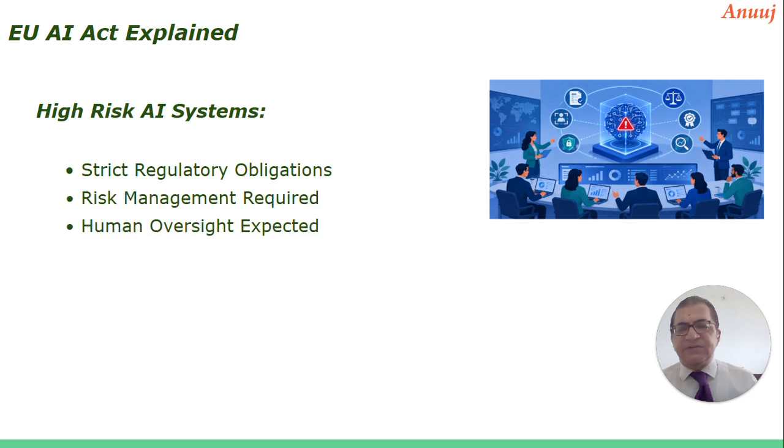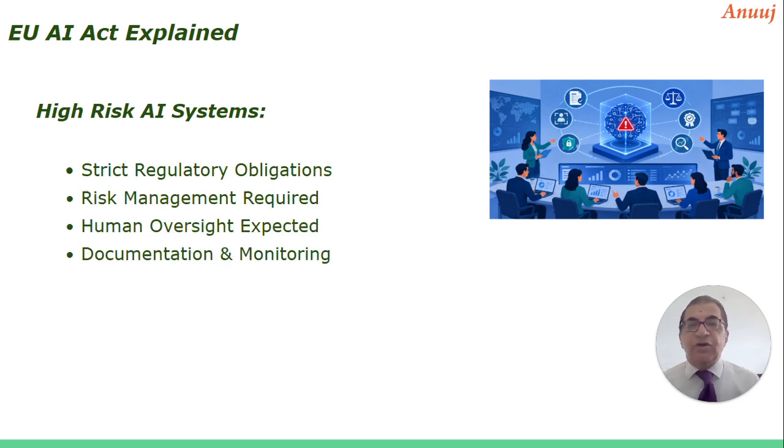The high risk systems are the ones that have strict regulatory obligations. The risk management is required over there and the human oversight is expected. That's something which is very important. With human oversight, you not only look into whether there are security vulnerabilities and breaches, you also look into the quality of decision making that the artificial intelligence is doing for you. And of course, a high risk system should be very well documented and regularly monitored to ensure that the systems are working the way they are supposed to work.